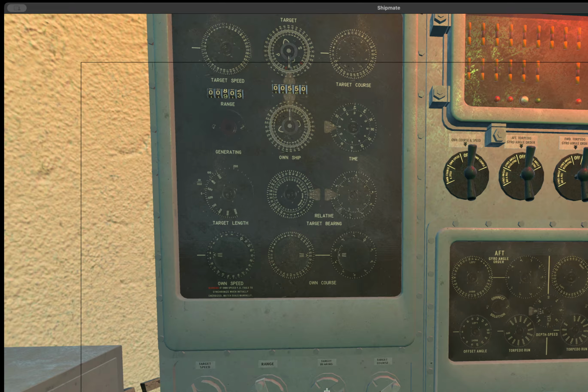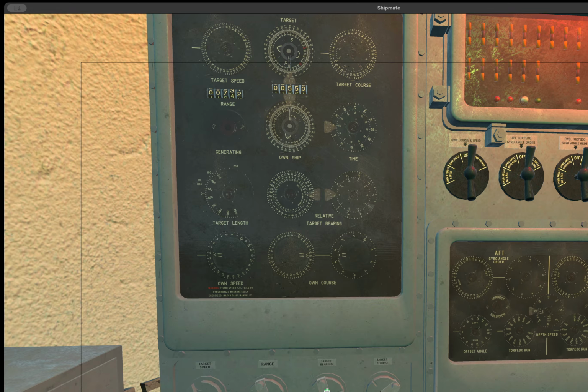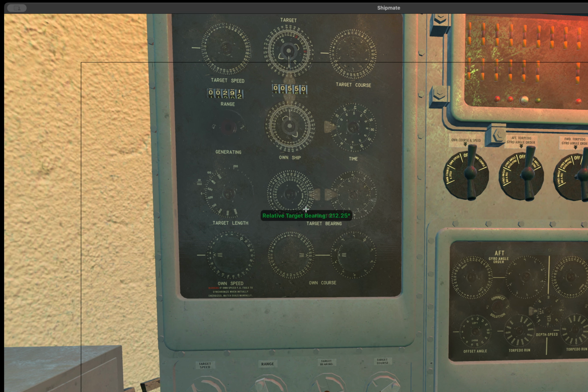Also, we can change the target bearing. This setting affects only the true target bearing. This gauge shows us the relative target bearing.